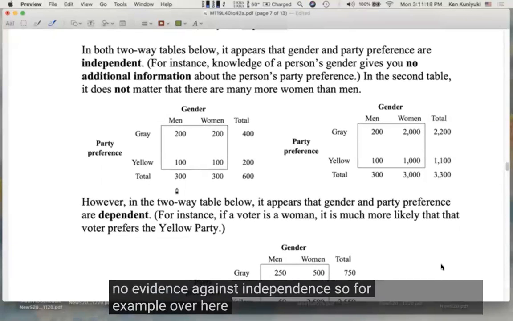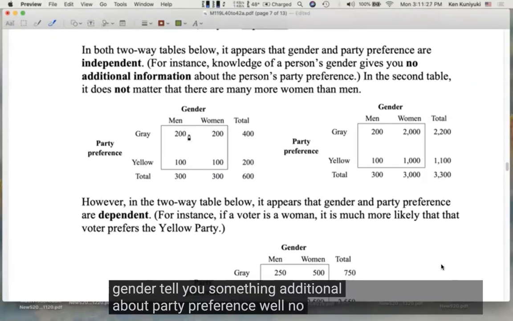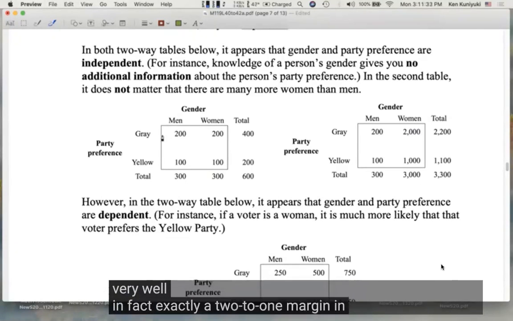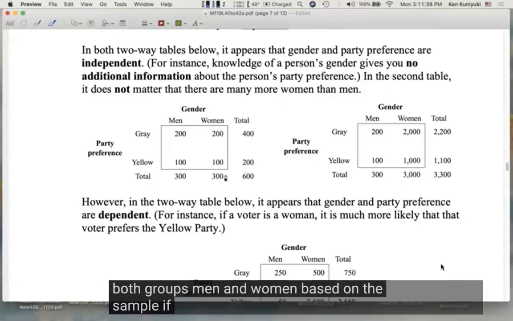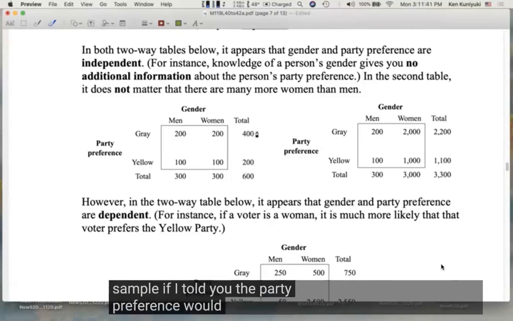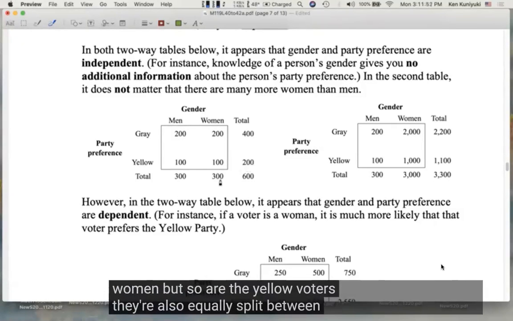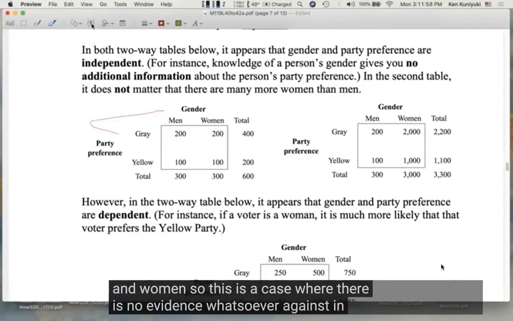So for example, over here, does knowledge of gender tell you something additional about party preference? Well, no, because it looks like the gray party is doing very well. In fact, exactly a 2-to-1 margin in both groups, men and women, based on the sample. If I told you the party preference, would that say anything more about gender? Well, no, because the gray voters are equally split between men and women, but so are the yellow voters. They're also equally split between men and women. So this is a case where there is no evidence whatsoever against independence.